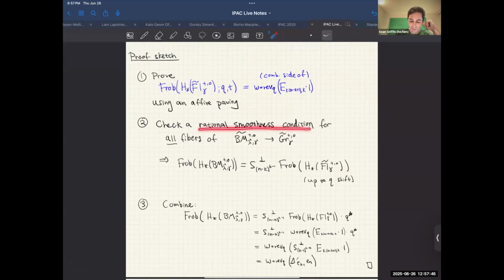And once you check this rational smoothness, you get a geometric version of the skewing formula.